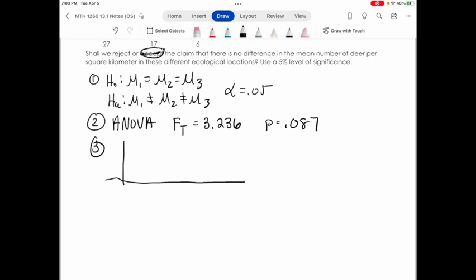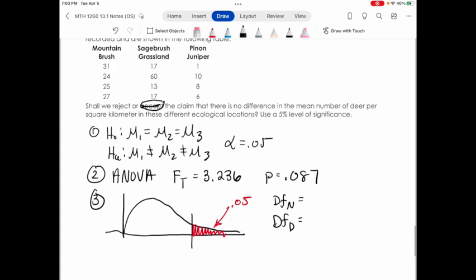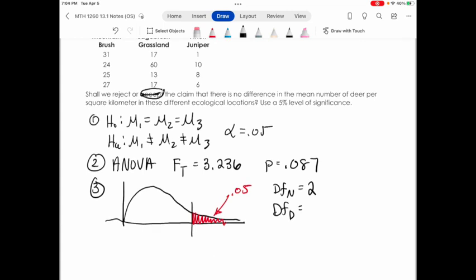Now we're going to set up our rejection region. So we need to find the cutoff. I have an area under the graph of 0.05. So we need our degrees of freedom for the numerator and for the denominator. The degrees of freedom for the numerator is the number of groups we have minus 1. Since we have 3 groups, we get 2. Now, for the denominator, when you count up all the values, you'll see that you have 12 values. So we take 12 minus the number of groups, which is 3, and that gives us 9.